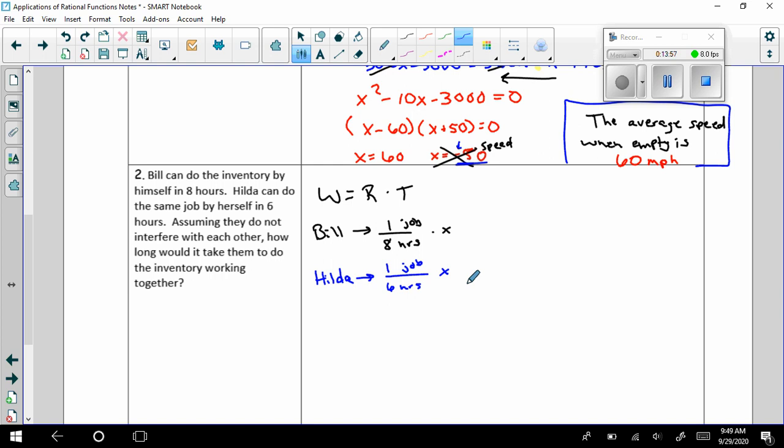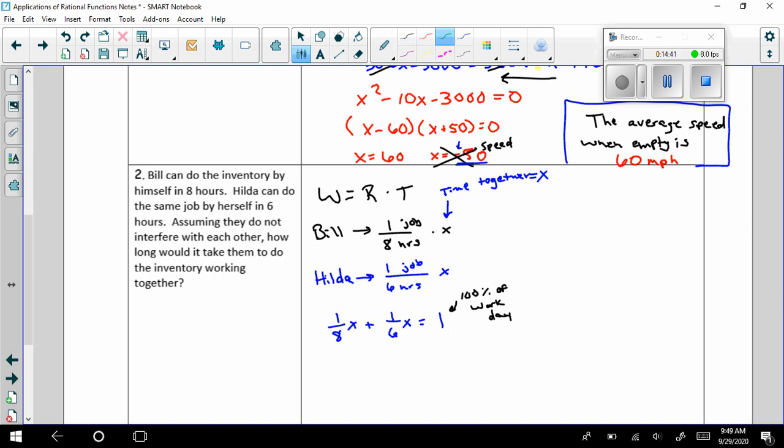So our equation would be 1/8 x plus 1/6 x, right, is equal to 1 job done. All right, this would be 100% of work. So 100% as a decimal. Okay. All right, so this is your rational equation.